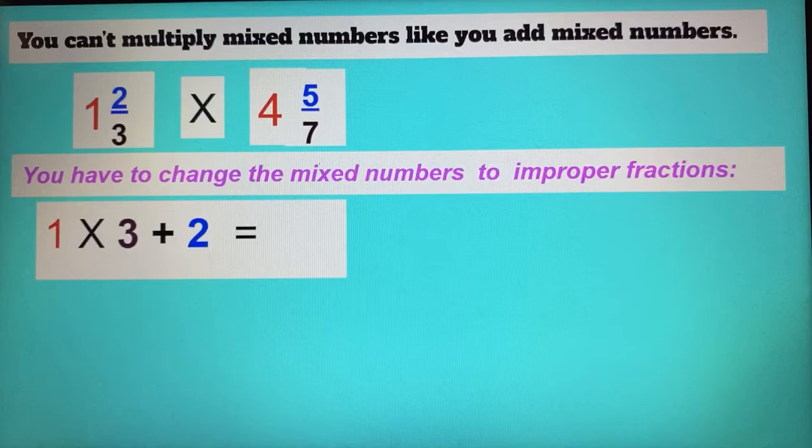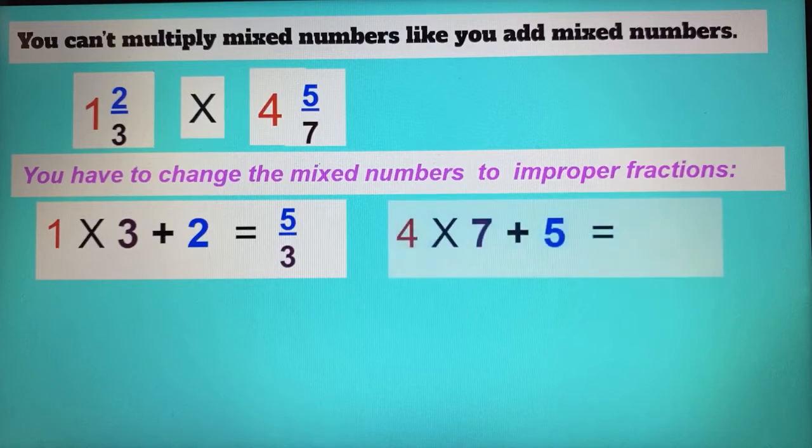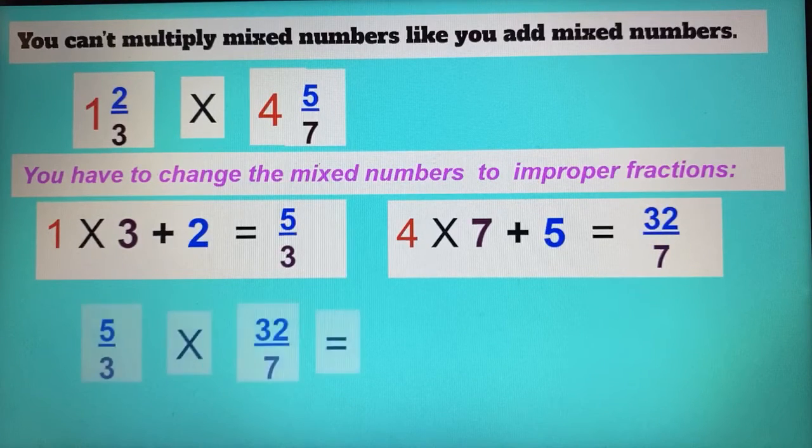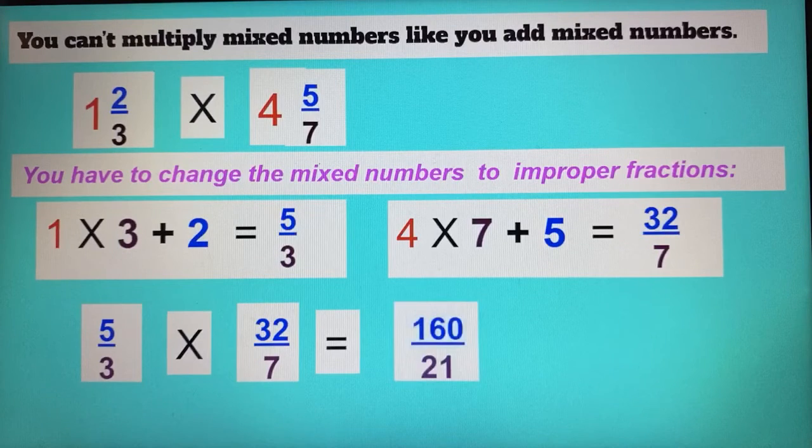So we're going to change the first one. So the whole number 1 times the denominator 3 plus 2 equals 5/3. And then we take the 4 times the 7 and add the 5, which is the numerator, and we get 32/7. 5/3 times 32 over 7 equals, we're going to multiply 5 times 32 and get 160. And we're going to multiply 3 times 7 and get 21. And we're going to look at these two.